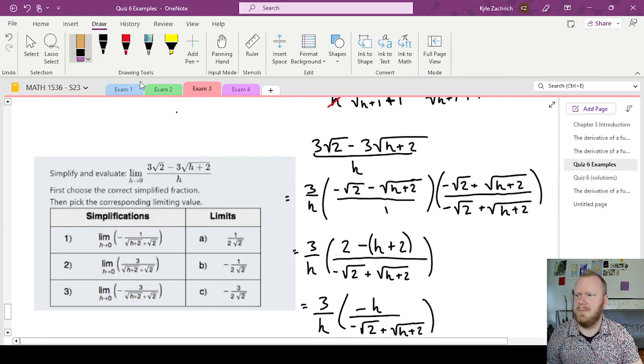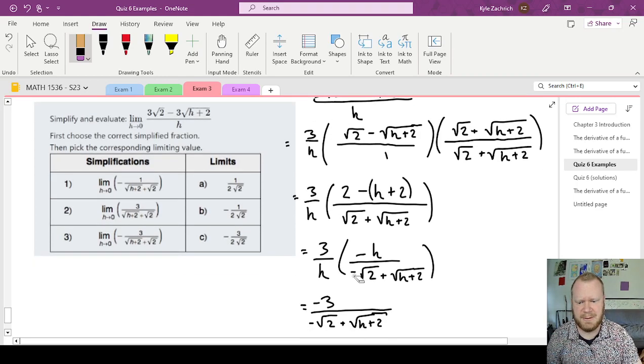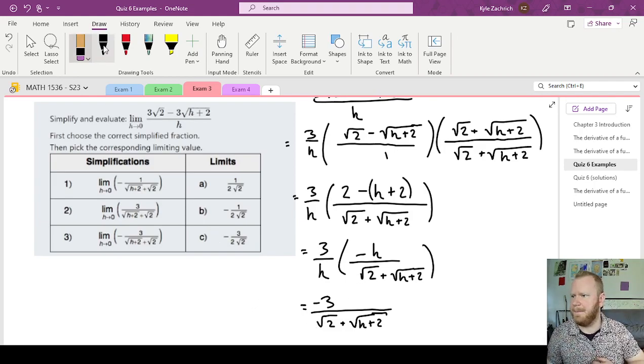Oh, sorry, this should be positive. Yeah, I went ahead and added that negative for no reason there. So that won't affect this. Sorry about that. Okay. So yeah, we do have a negative 3 over this, and then this is just reordered.